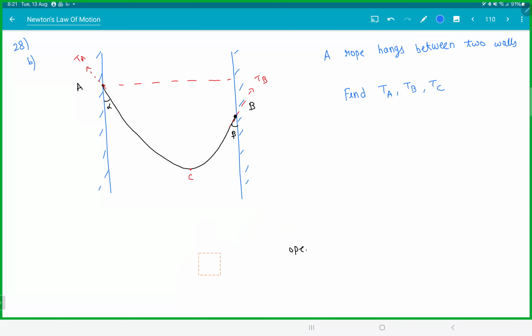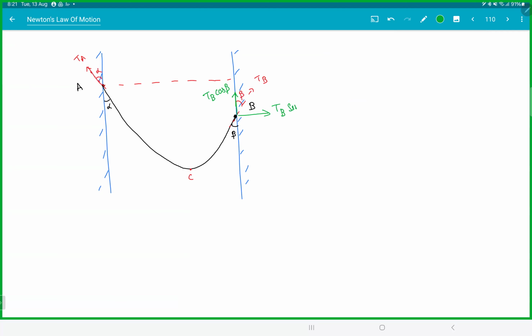There is only string here. So if you look at the components, this is beta, this is alpha. So the vertical component here would be TB cos beta. Horizontal will be TB sin beta, TA cos alpha, TA sin alpha. The weight of the wire will be mg somewhere here.